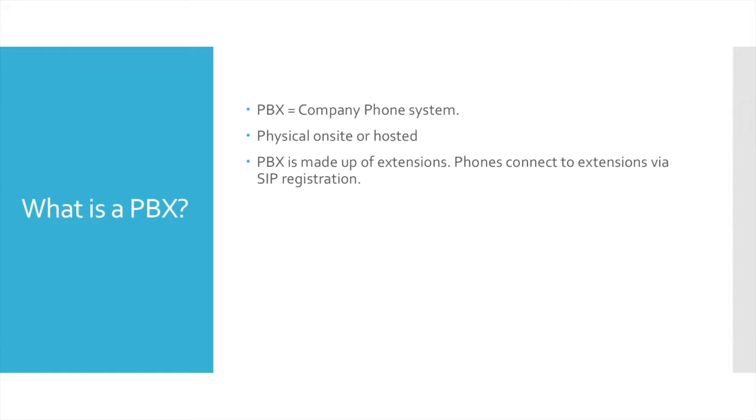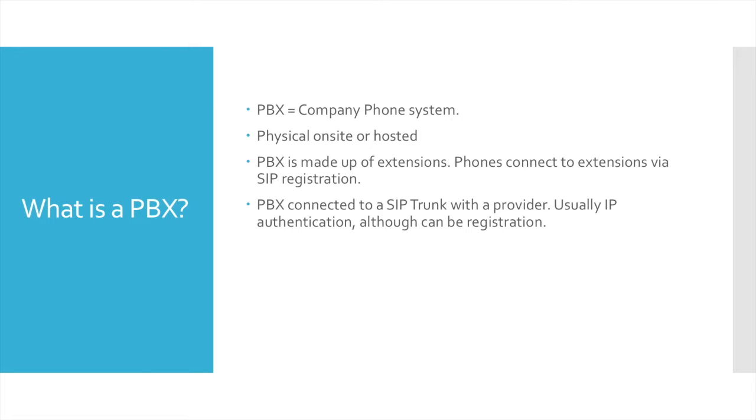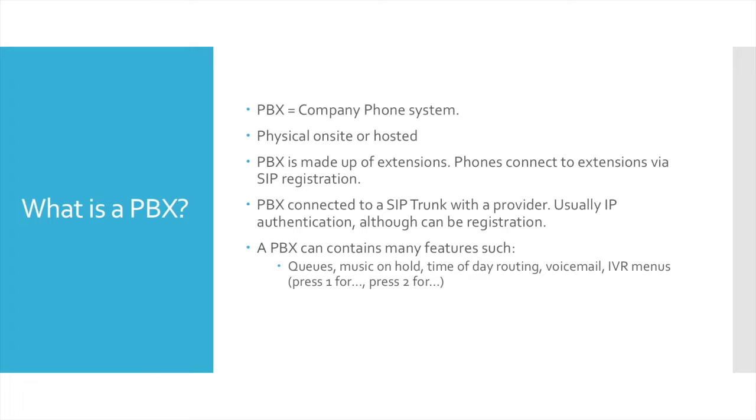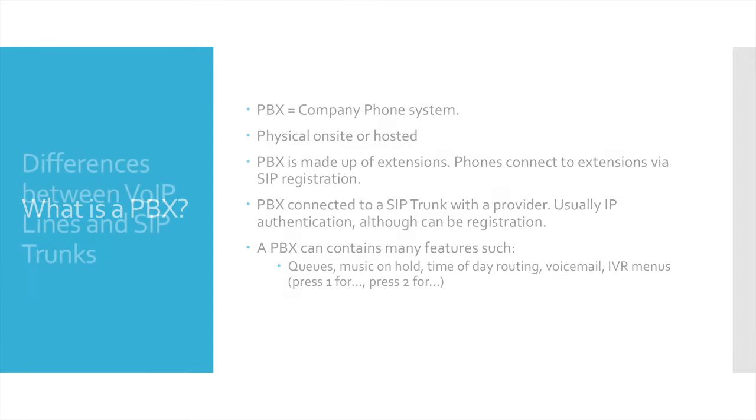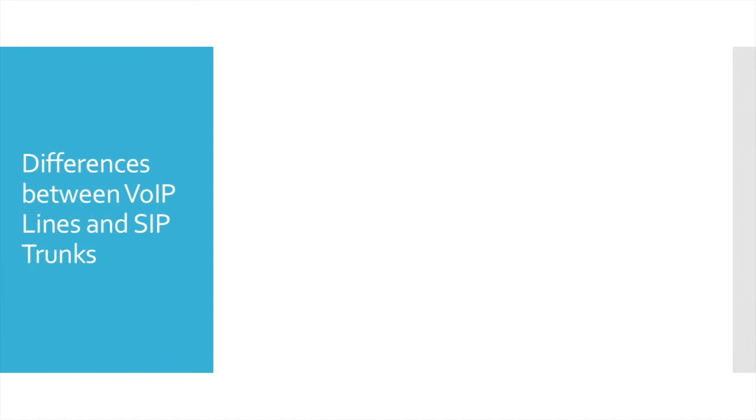A PBX user then sets up a trunk connection to their provider. This could be either IP authentication or SIP registration. A PBX not only can allow a business to receive and make calls, it can also have intelligent features that allow queues, music on hold, time of day routing, voicemail, IVR menus and much more. The final part of this video discusses the key difference between a VoIP line and a SIP trunk.